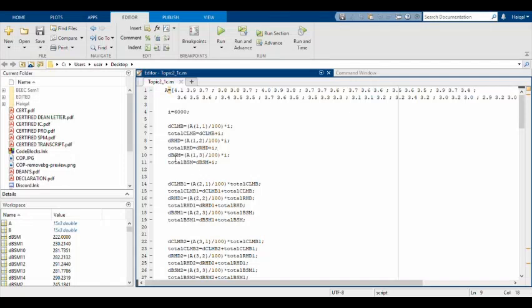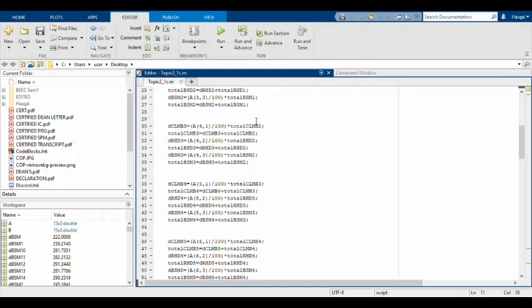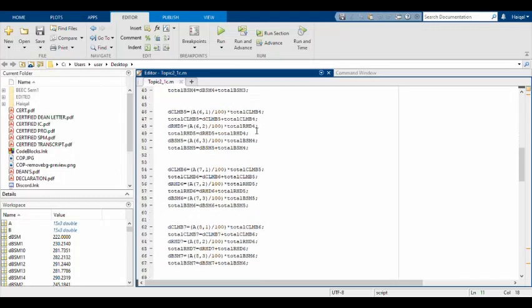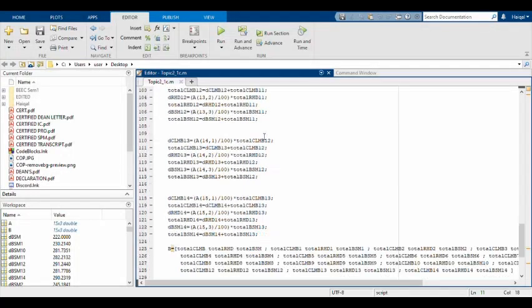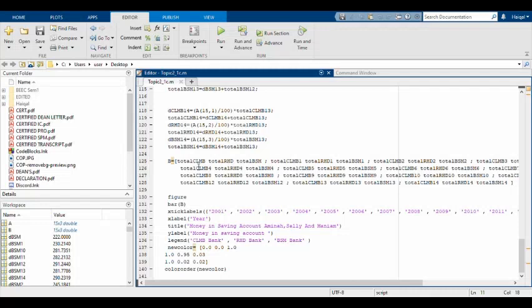The last one is dividend BSM equal to A matrix (1,3), that is 3.7, divided by 100 times I. So the total BSM for 2001 that we got is dividend BSM plus I. This will loop and repeat for 15 times based on the question given. So this is the coding for B.